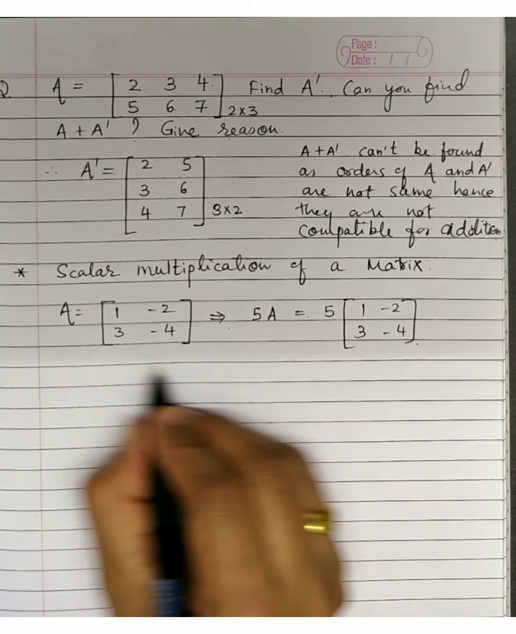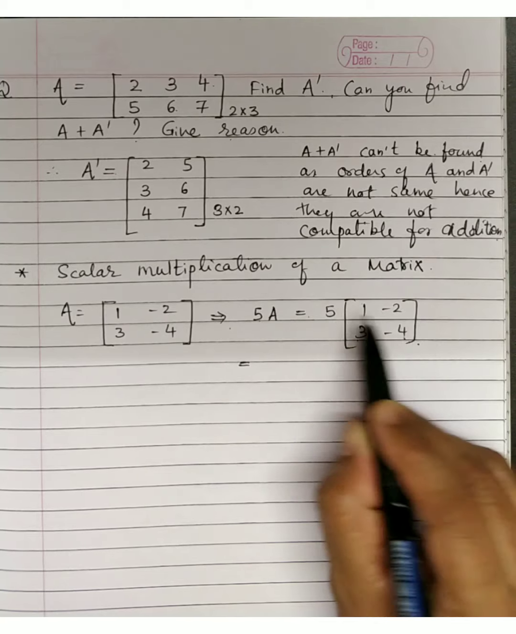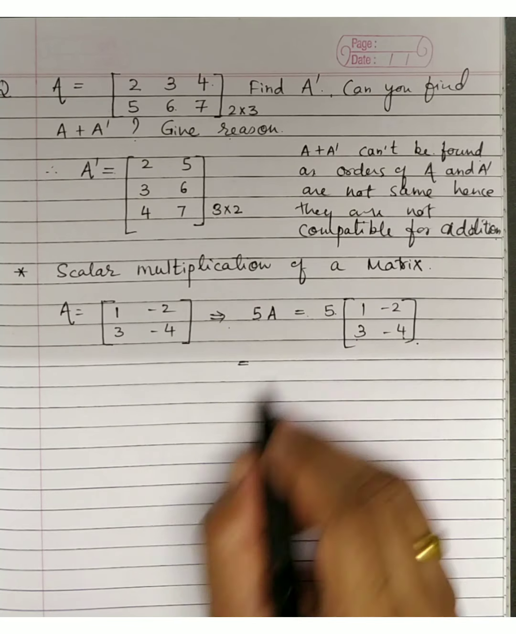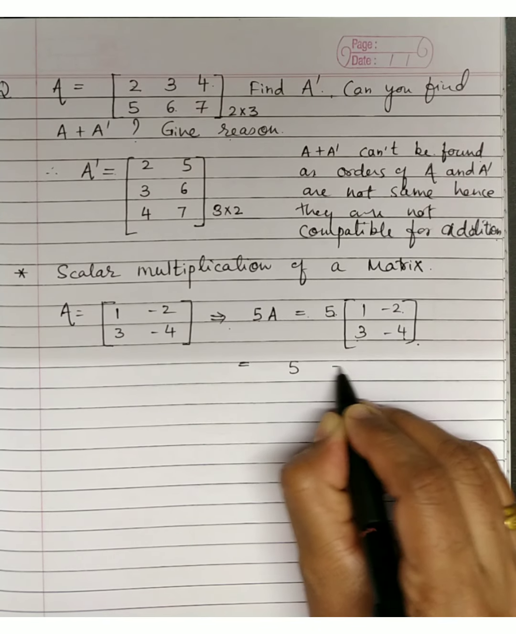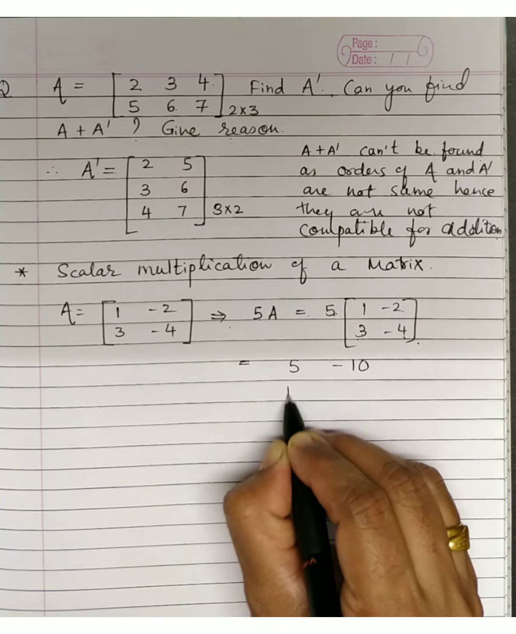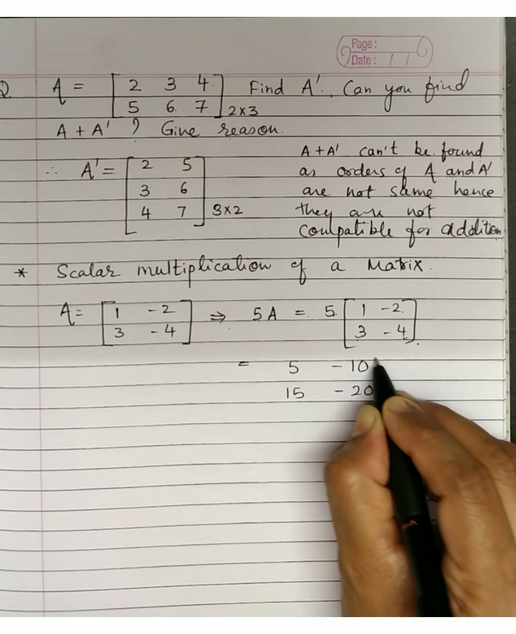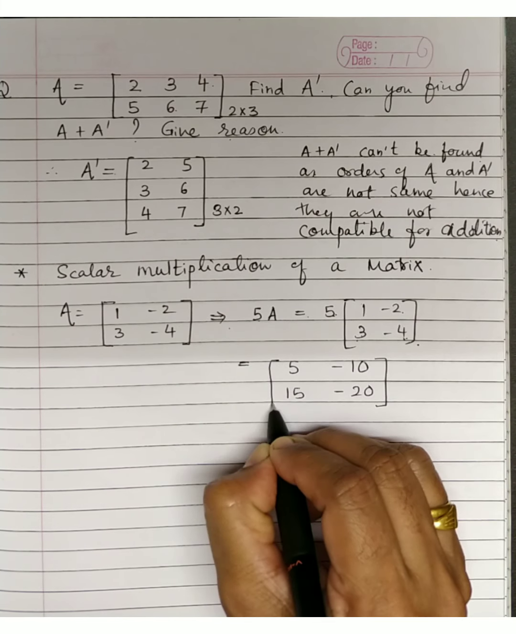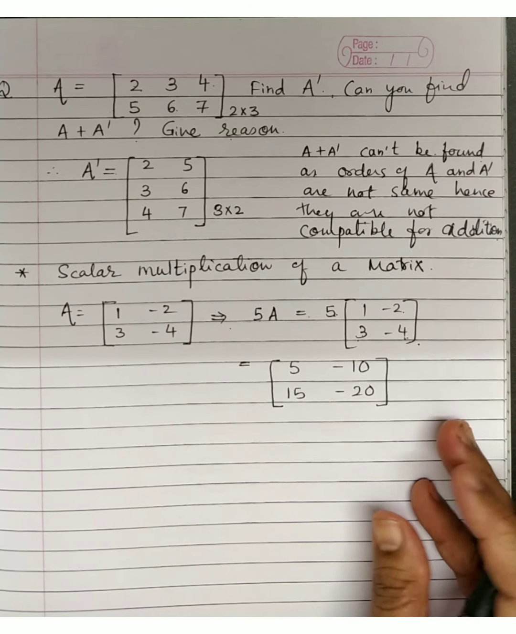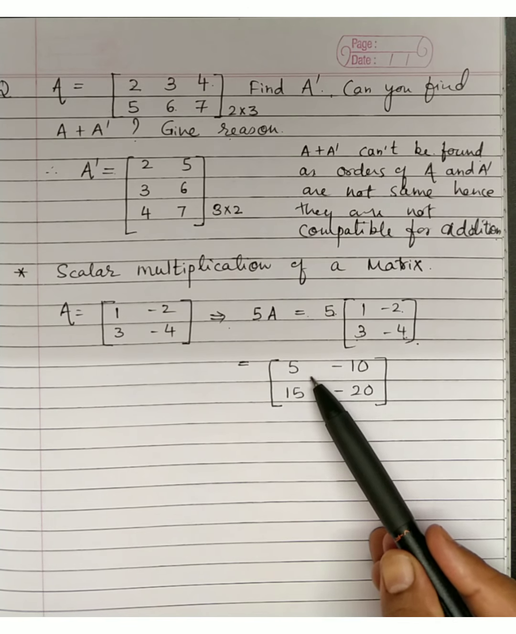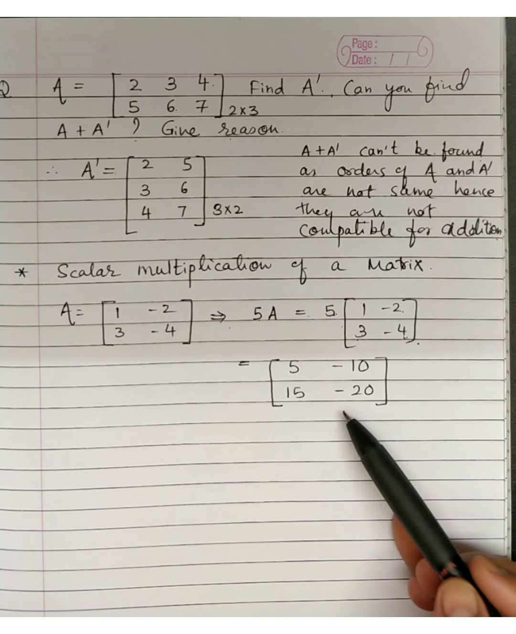So what do you mean by this multiplication? Each element of this matrix will be multiplied by 5. That's it. So what it will be? 5 into 1, 5. 5 into minus 2, minus 10. 5 3s are 15. 5 into minus 4, minus 20. Likewise, when we are solving matrix equations, we can take out the scalar common as well, and it will come out as 5 in this way. Okay.